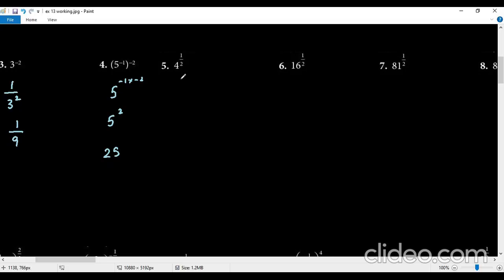Coming to the next one, it says 4 to the power 1 over 2. So how do we solve this? We know very well that 4 can be written as 2 square, and the power is 1 over 2. When 2 and 2 are cancelled, the final answer is going to be 2.